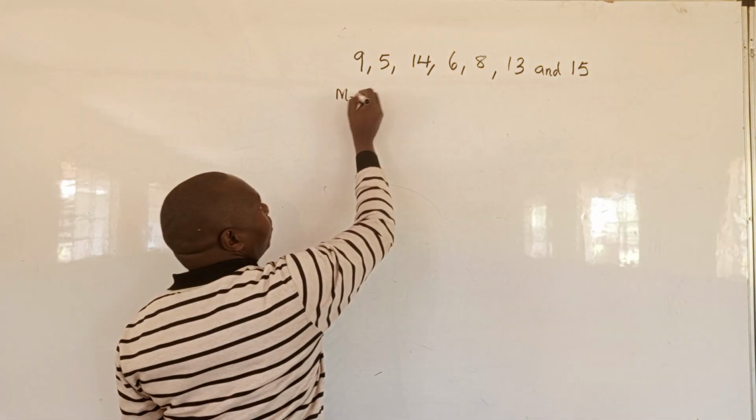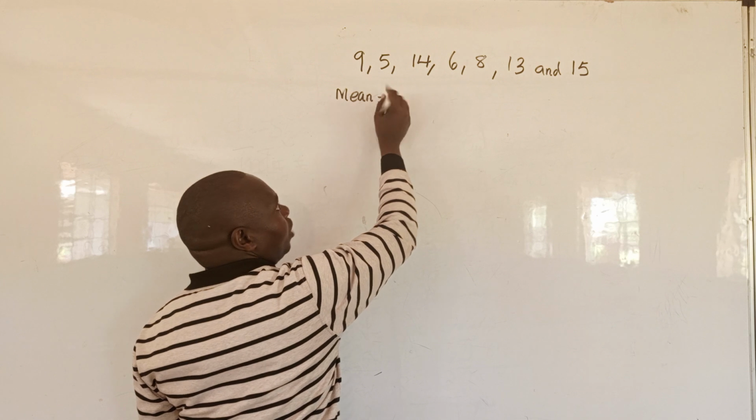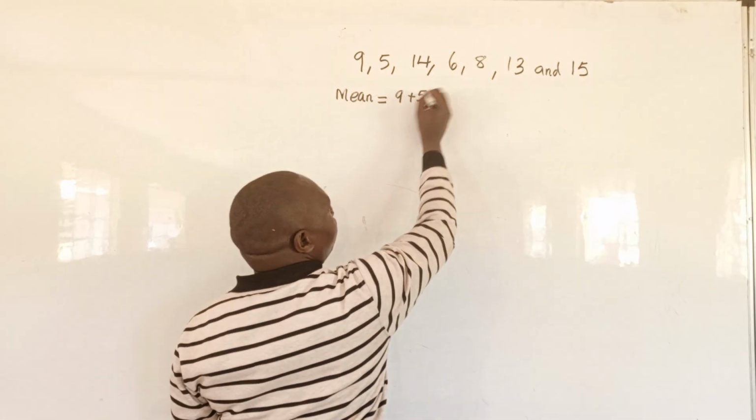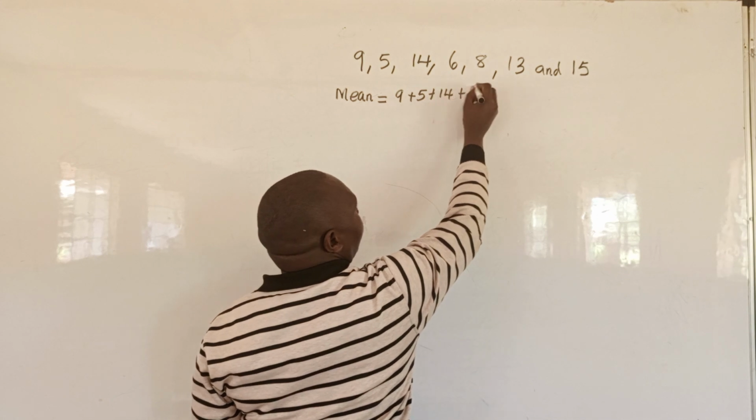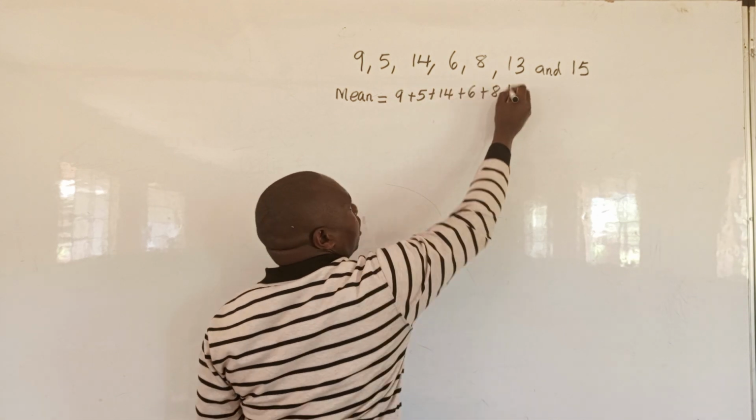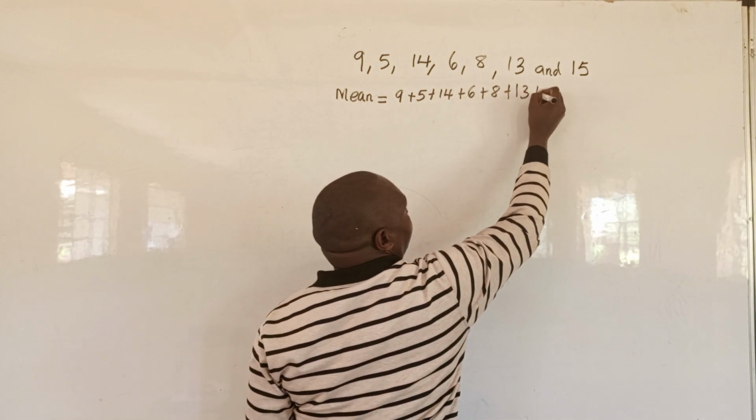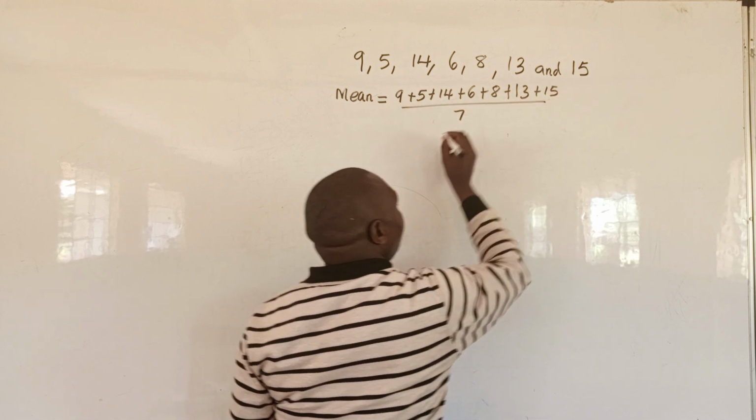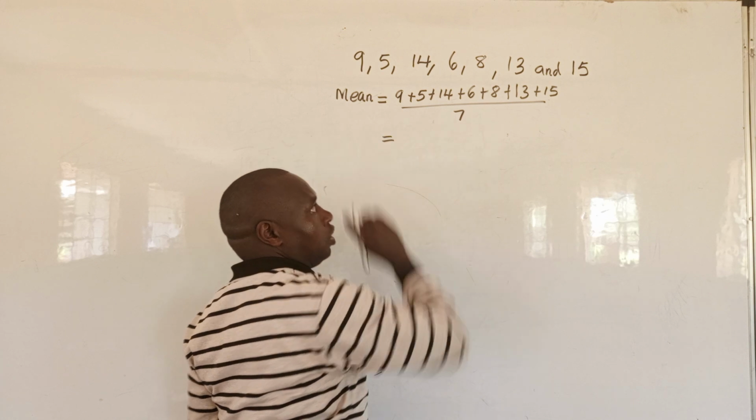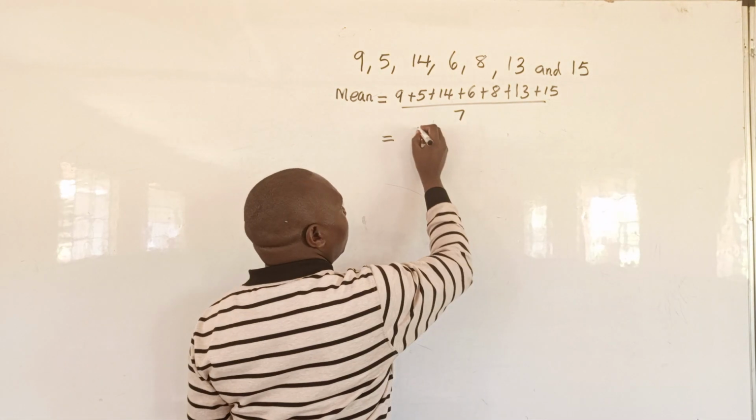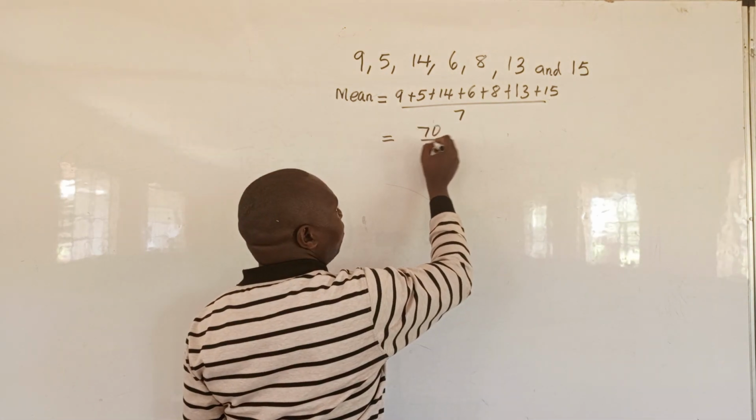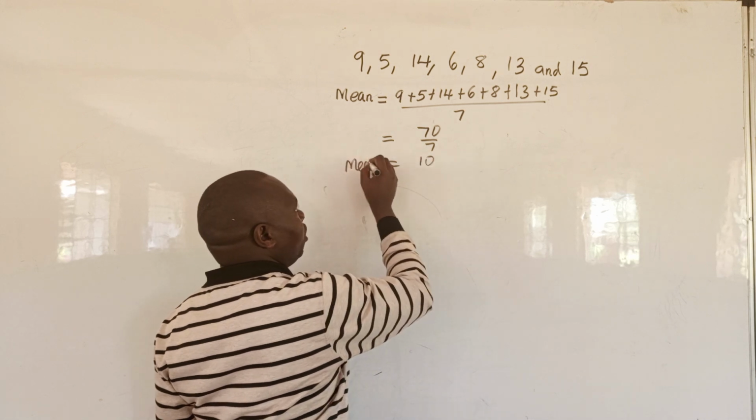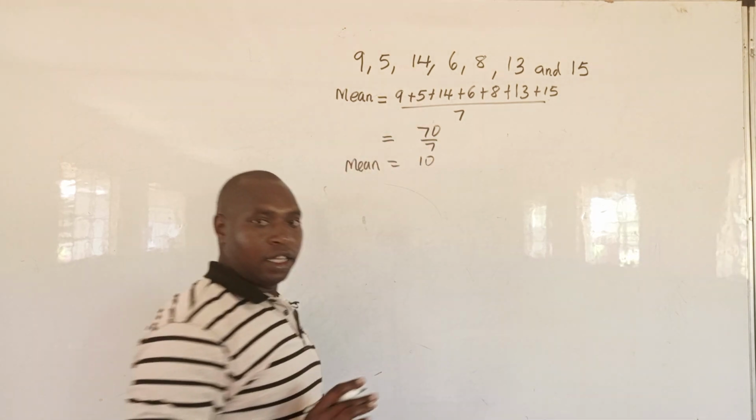Of course, for the mean, the candidate was supposed to add all these, that is 9 plus 5 plus 14 plus 6 plus 8 plus 13 plus 15, then divide this by 7. Of course, this, when added, gives 70 divided by 7, which is 10. So this is the mean for that particular data.